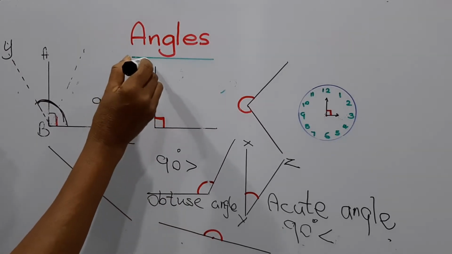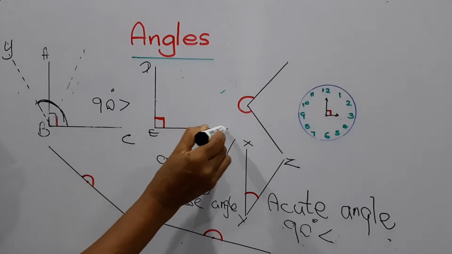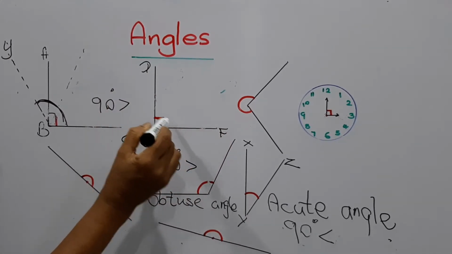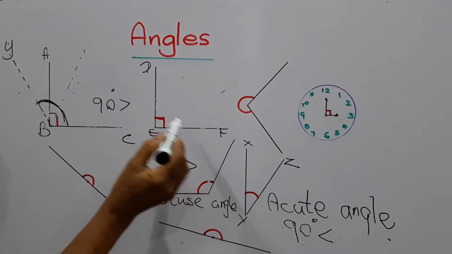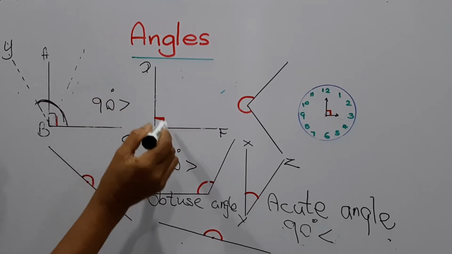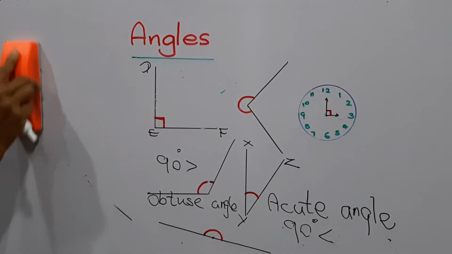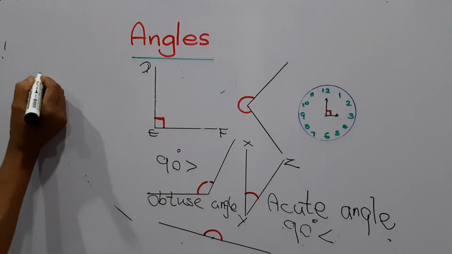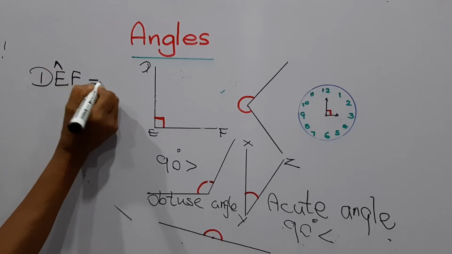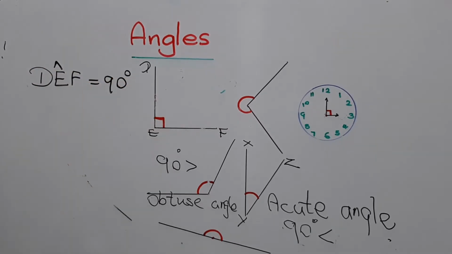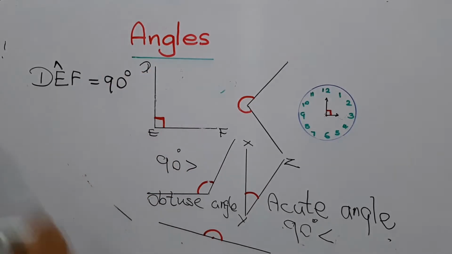What is this angle? We'll name this DEF. In the DEF angle, yes, accurately that is 90 degrees, we name this a right angle. Right, now we'll write DEF. The DEF angle is already 90 degrees. We can measure using a protractor. Here that is 90 degrees.